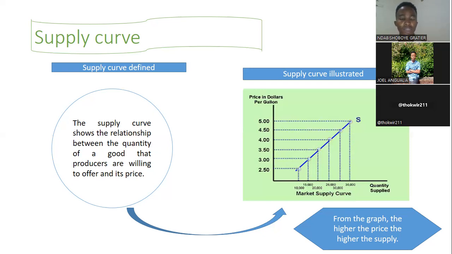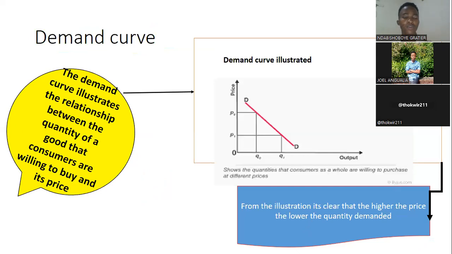So what we should note here about the supply curve is just the relationship between the quantity of a good that producers are willing to offer and its price. So also the demand curve illustrates the relationship between the quantity of a good that consumers are willing to buy and its price.